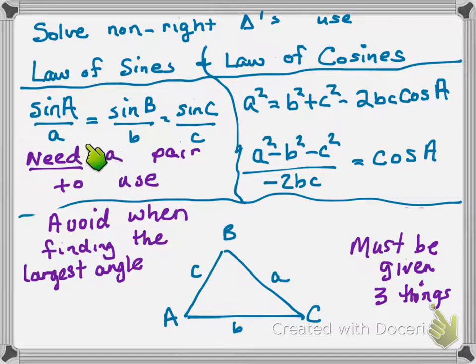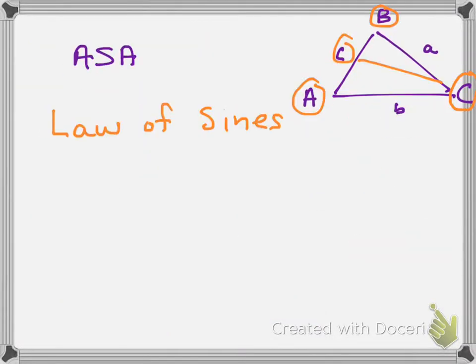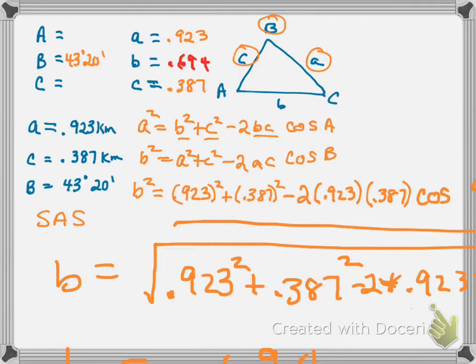So here's law of sines. You always need a pair to use it, and you always want to avoid it if you're finding the largest angle. So let's go back to our problem and make sure that we're not finding the largest angle. So I still need to find angle A and angle C. Well, do I know which angle of my three is the largest? Well, I should by looking at this, because remember that the largest angle is always across from the longest side. So this is clearly the longest side. And so the largest angle would be across from it. Remember, I want to avoid finding the largest angle when I'm using a law of sines.